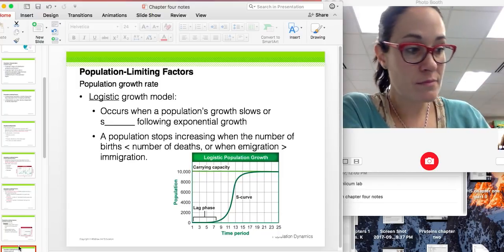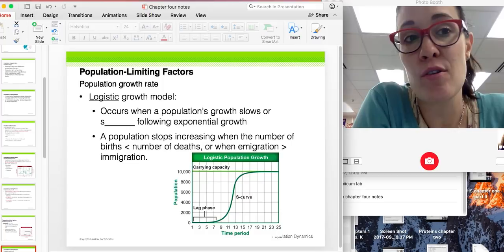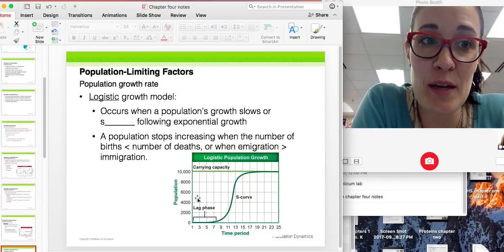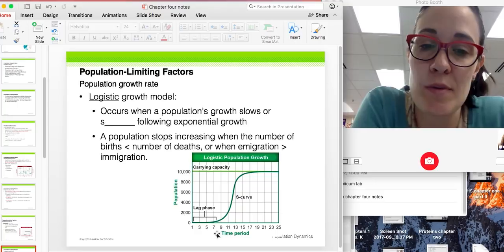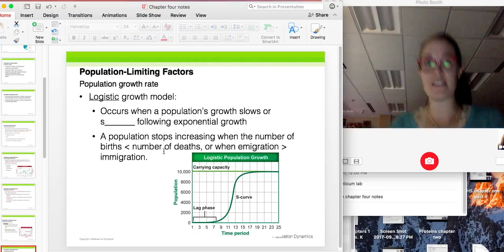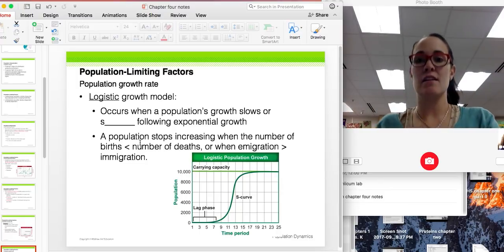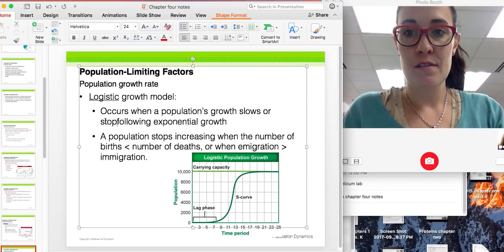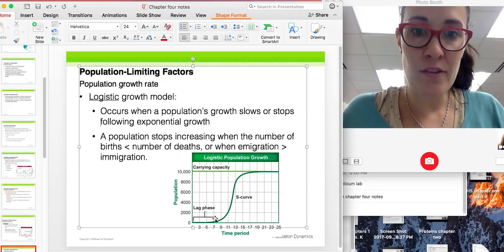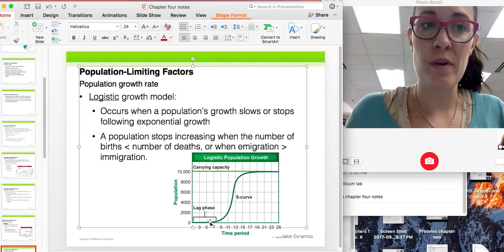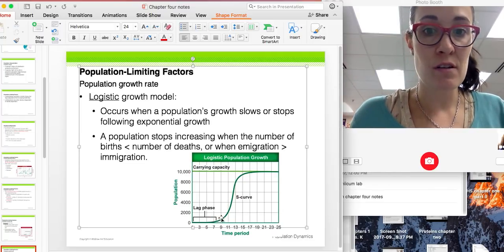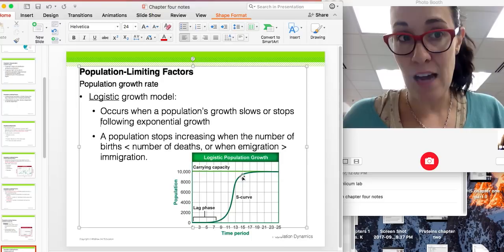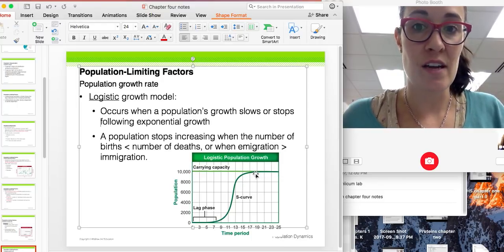Then I'll bring you to the next type of graph that you need to know, called a logistic growth model. This is more common in nature because usually a limiting factor will prevent exponential growth forever. Okay, so here it is. It occurs when population growth slows, so right here, or stops following exponential growth. Again, the beginning of the graph looks exponential. Growth is slow to begin with, but as more individuals go into a population, growth is exponential. But then something is slowing down that growth or even stopping it at a little steady state right here.